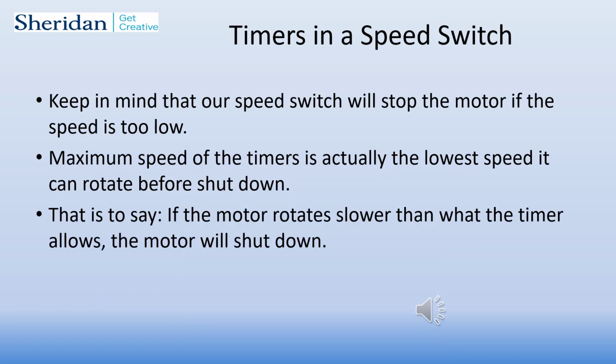It's good to keep in mind the fact that the speed switch we are programming will shut the motor down if the RPM goes too low. Even though there are maximum speeds to these timers, the maximum time of the timer is actually the lowest speed it can rotate before shutting down. That is to say, as soon as the motor rotates slower than what the timer allows, the motor will shut down. It will shut off.